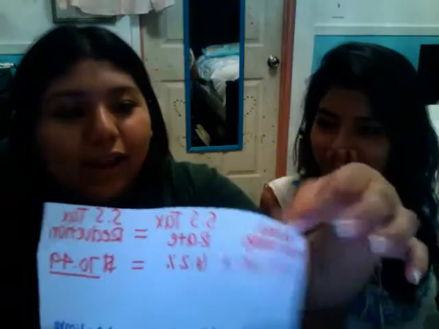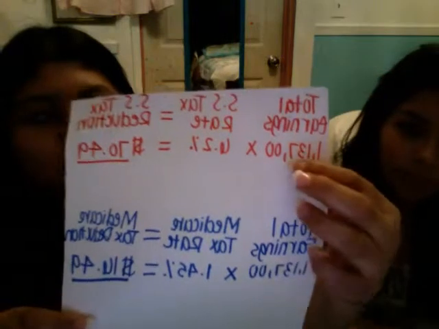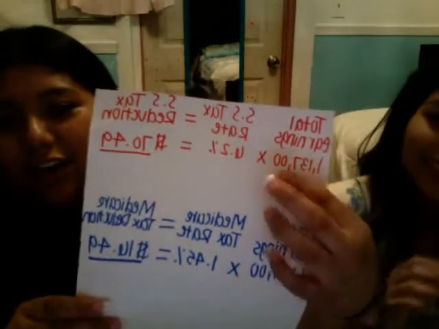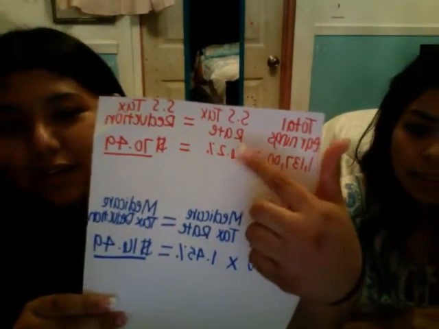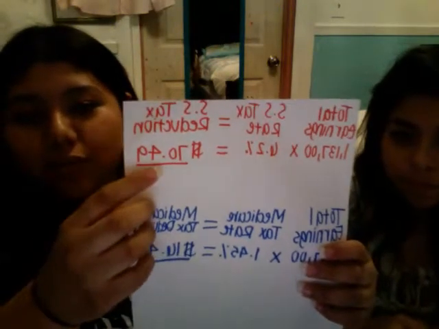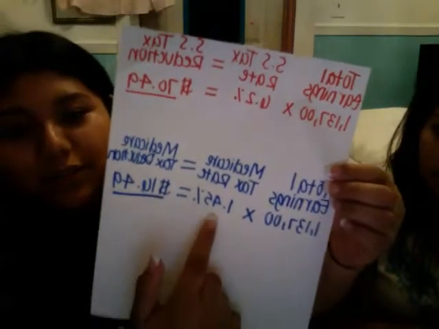Okay, now moving on to how the Social Security and the Medicare tax work when they take away money. So right here, for the Social Security, we have the total earnings they make. This is supposed to be a period, not a comma. Then you multiply your earnings times 6.2, which is the tax rate, and that equals the total they're going to deduct from your paycheck, which is $70.49.